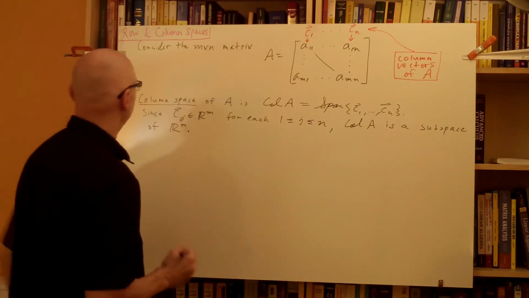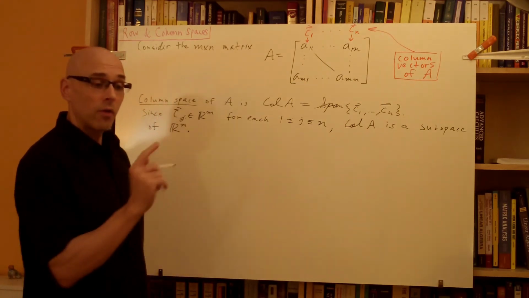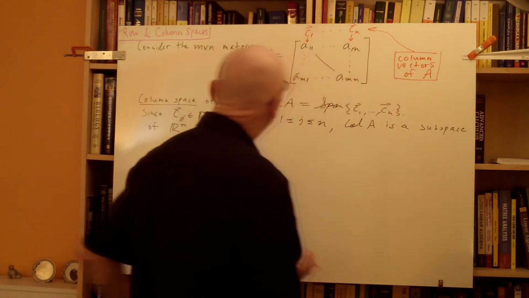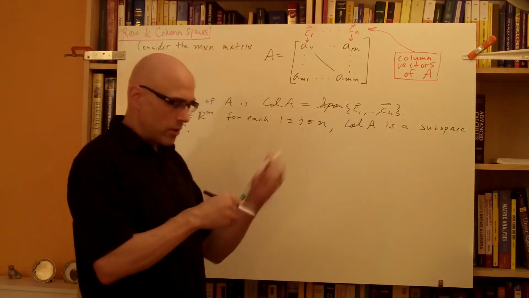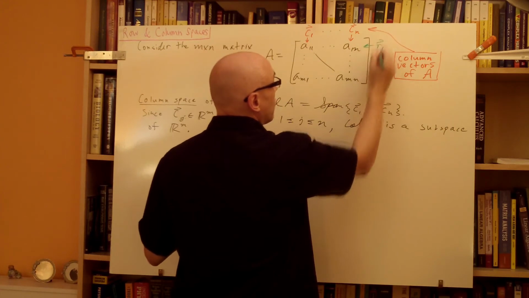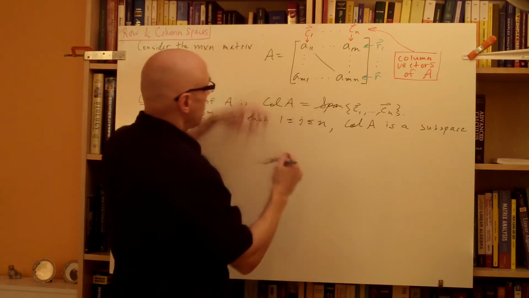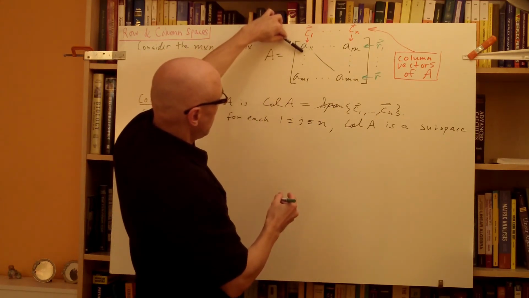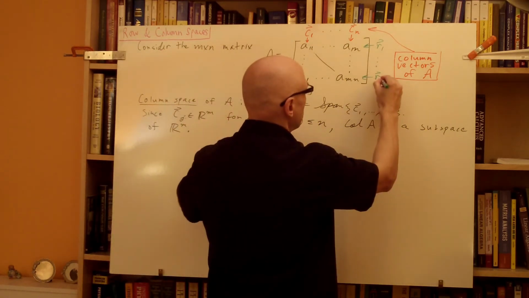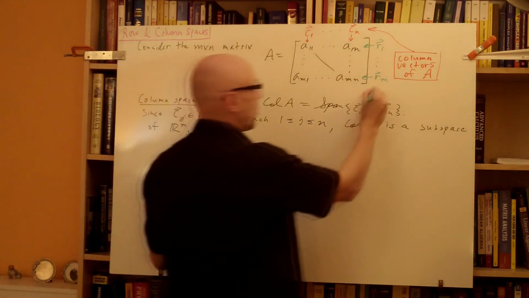Okay. That nails that down. Now the rows. So the matrix A, we can also label its rows. Row 1 down to row M. You can see that you've got the first row all the way down to the Mth row. So those are the row vectors.